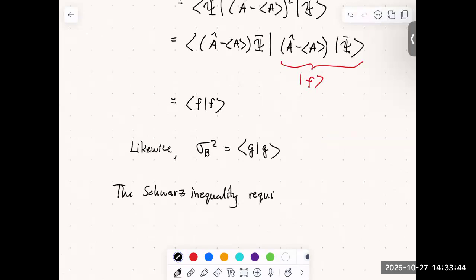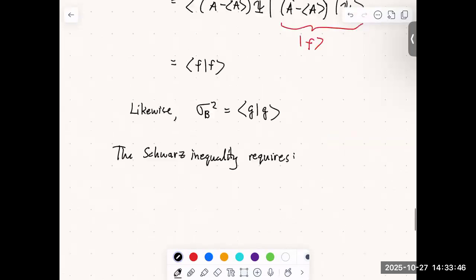And what it does is it requires the following. If I take the product sigma a squared times sigma b squared, the way we've done it, sigma a squared is just the inner product of f with itself, and sigma b squared is the inner product of g with itself. And so the inequality is that this has to be greater than or equal to the absolute square of the inner product between f and g.